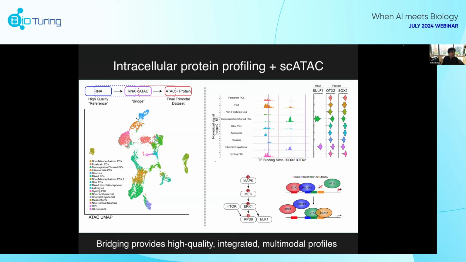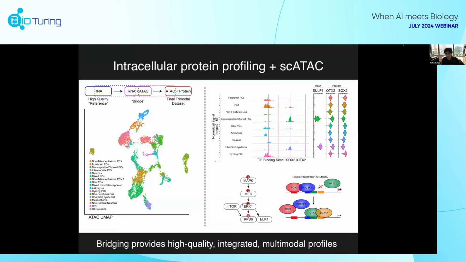Now we can annotate each of our ATAC clusters using our RNA-defined ontology. And also we can start building regulatory networks across modalities. We can see how changes in signaling pathways measured by phosphorylated proteins affect chromatin accessibility, and eventually how that regulates downstream gene expression. So I apologize for going through this quickly.